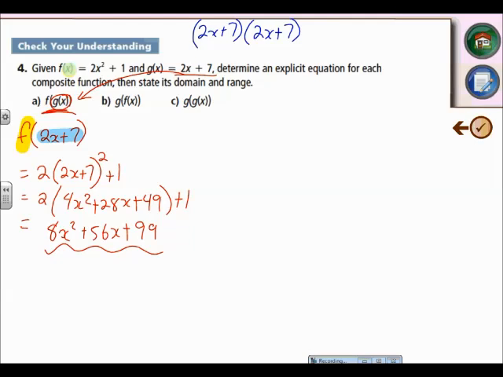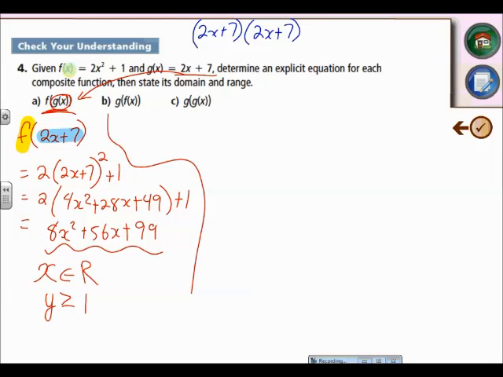Domain and range. This is a parabola. Hey, any parabola is all real numbers. But the range, again, plug it into your calculator. Look at where the vertex is. Is it opening up? Is it opening down? This one's opening up, leading coefficient. And then we would look and say, from the graph, where's the vertex?